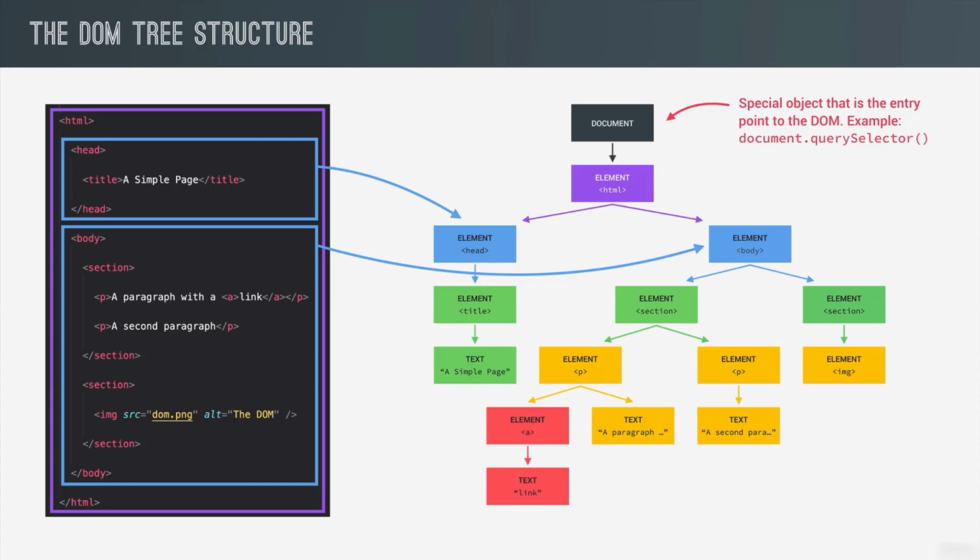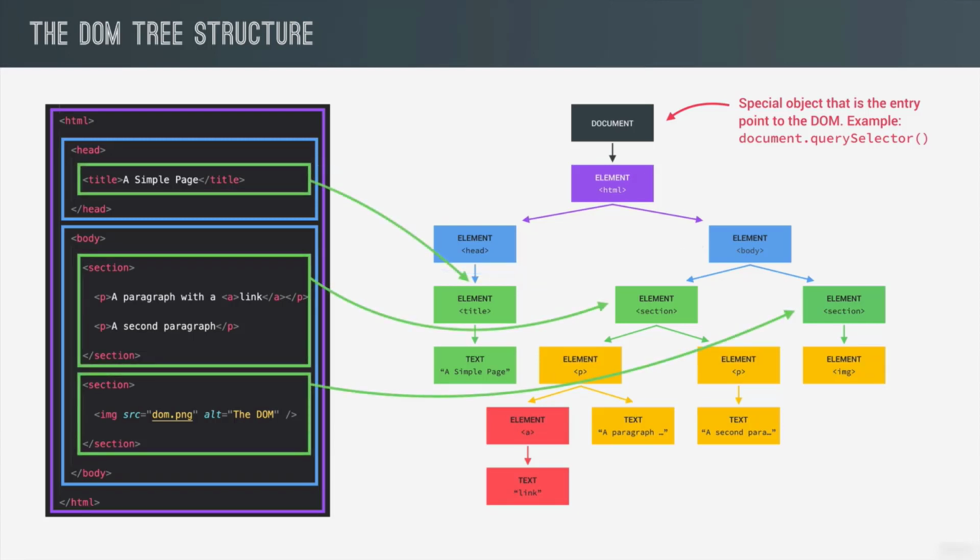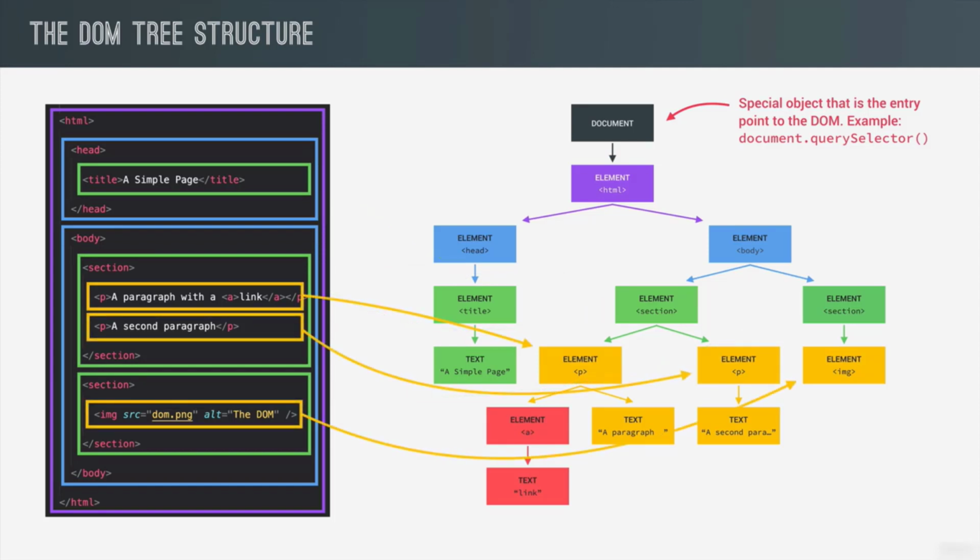Then, as we keep going deeper into the nested HTML structure, we keep adding more and more children to the DOM tree. So inside head and body, you have more child elements, and the two sections in the body even have child elements themselves. And from there, it goes even deeper, because the first paragraph also has a child, which is this link element here. And with that, finally, we have all our HTML elements in the DOM tree.